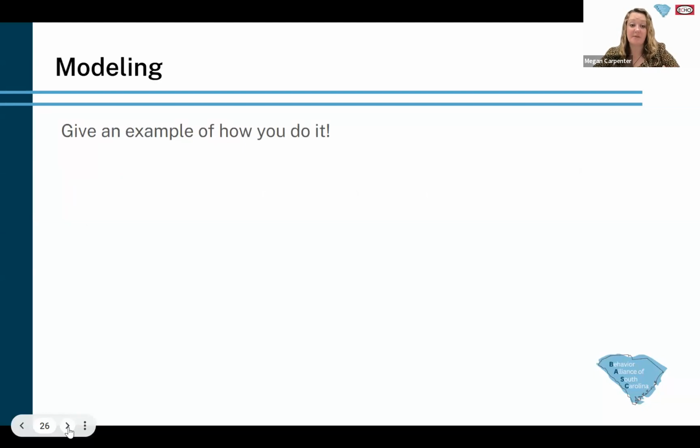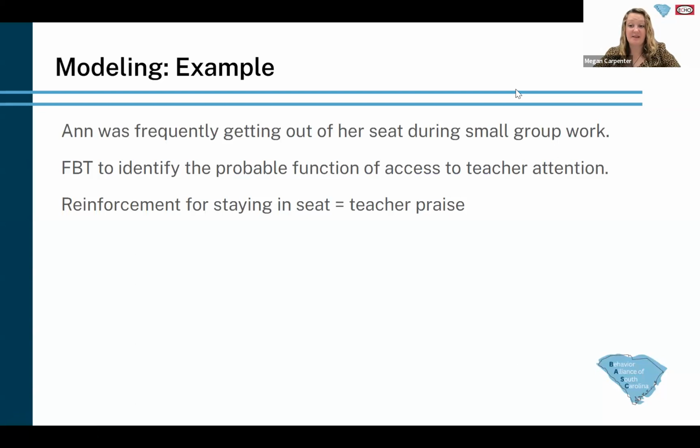Next, we'll model, give an example of how you would do it. So this could be based on, if you've done the function-based thinking guide with someone else in your building, you've worked through that before, you could use that as a model, obviously de-identified to protect that student's identity and privacy, but walk through that form, walk through those data and say, okay, here's the function we have, here's the plan we have in place. You can see that alignment.